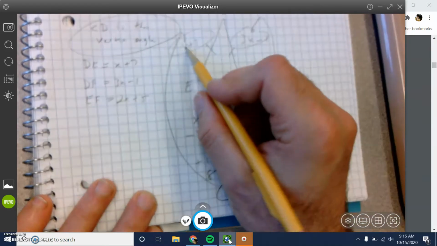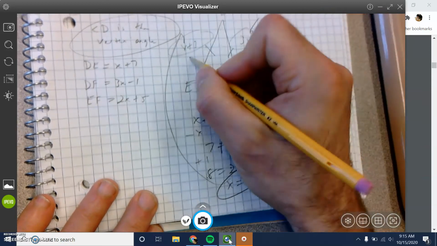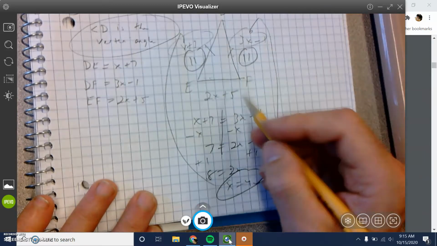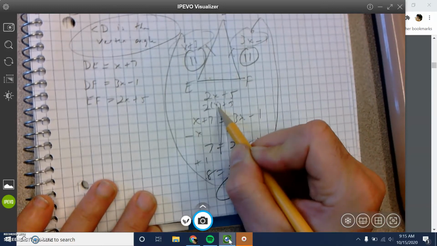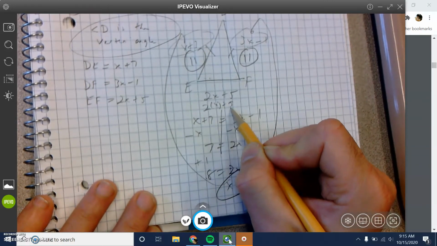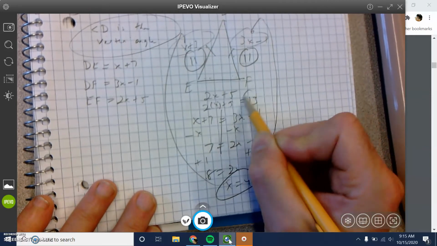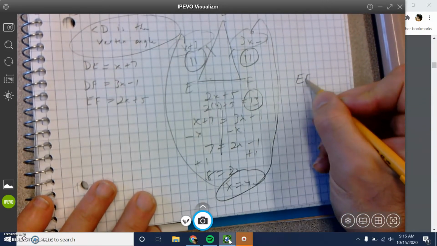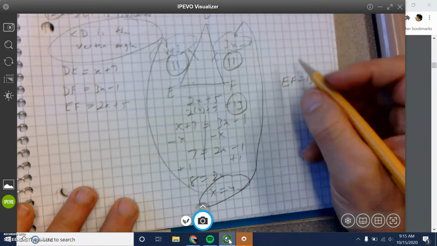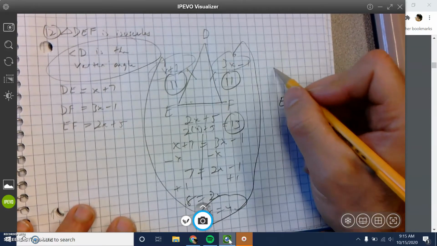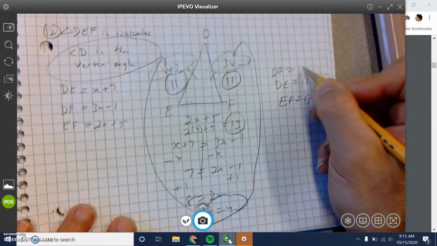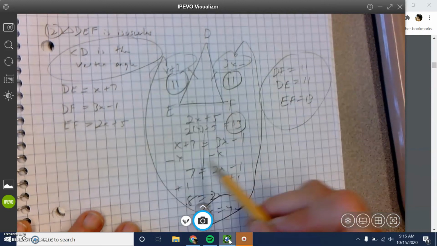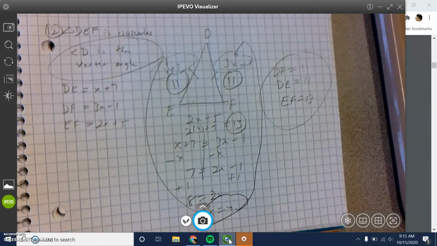Plug it back in. 4 plus 7 is 11. So this side's also 11. 2 times 4 is 8. 8 plus 5 is 13. Yeah. So EF is 13. DE and DF are both 11. Nice job. If you were confused with this one or the other ones, look back on it and redo them. Good work, everybody.